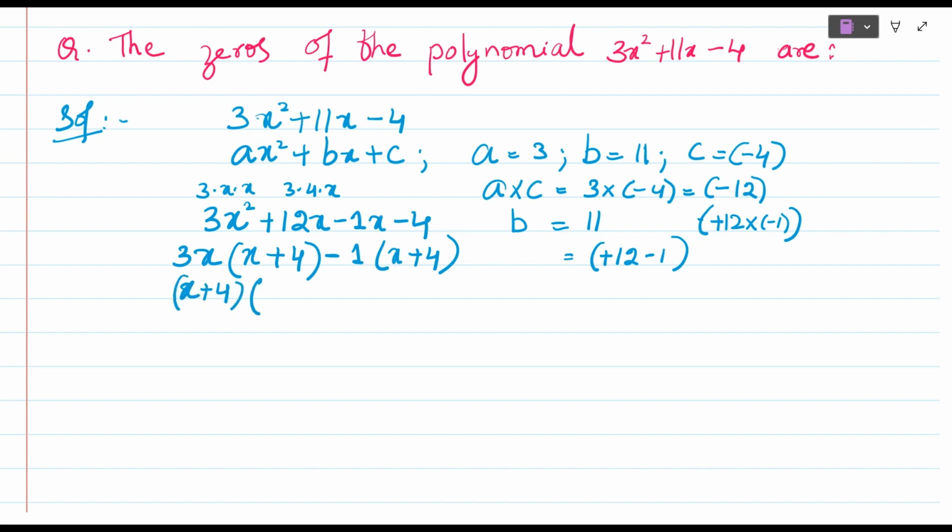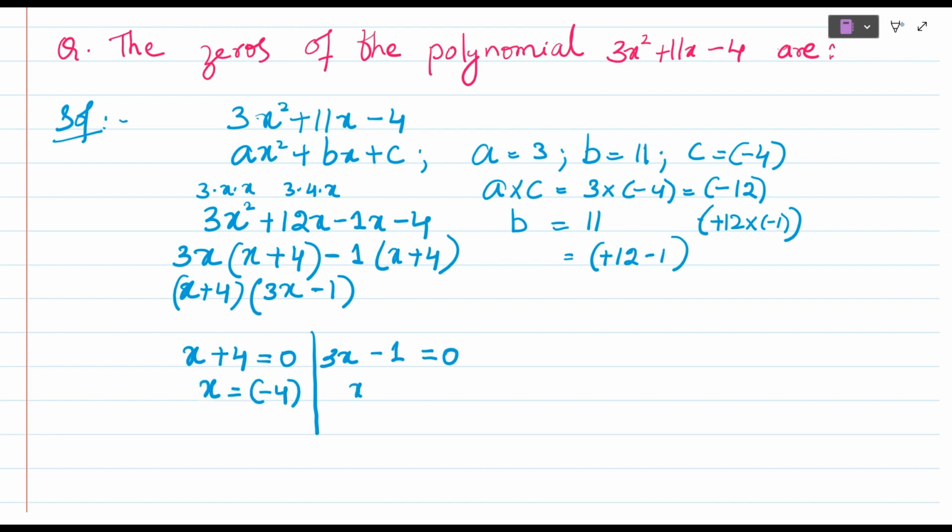So take it out. The remaining will be 3x minus 1. So they are asking us to find the zeros. In order to get the zeros, what we have to do is equate them to 0. So x plus 4 is equal to 0, and 3x minus 1 will be equal to 0.